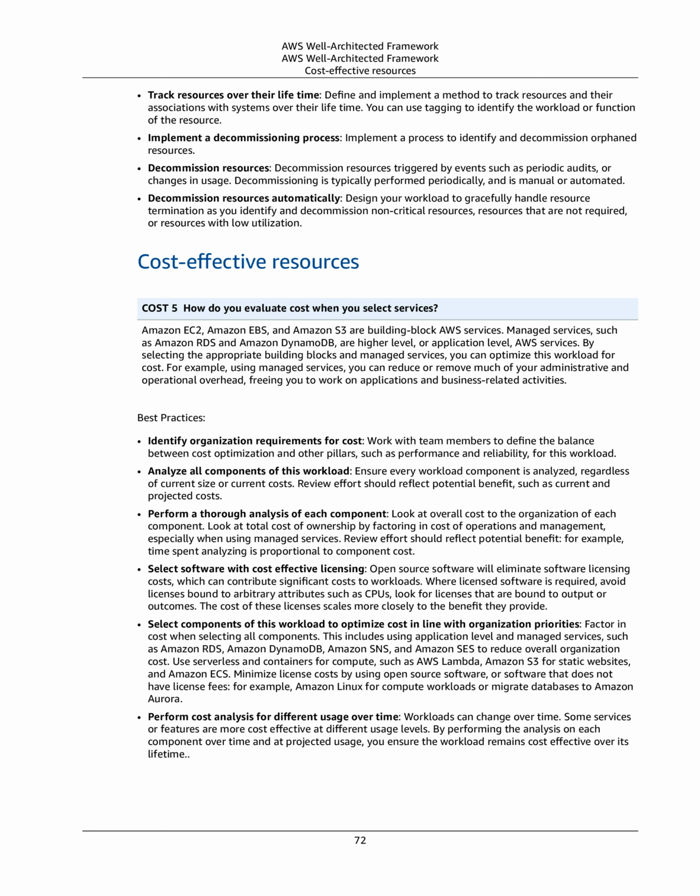Select components of this workload to optimize cost in line with organization priorities. Factor in cost when selecting all components. This includes using application-level and managed services, such as Amazon RDS, Amazon DynamoDB, Amazon SNS, and Amazon SES to reduce overall organization cost. Use serverless and containers for compute, such as AWS Lambda, Amazon S3 for static websites, and Amazon ECS. Minimize license costs by using open source software, or software that does not have license fees, for example, Amazon Linux for compute workloads, or migrate databases to Amazon Aurora.